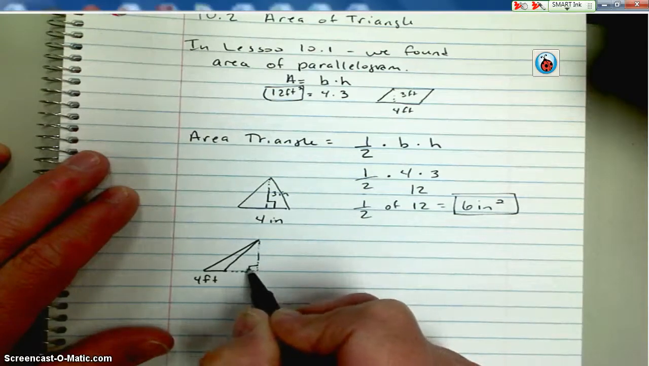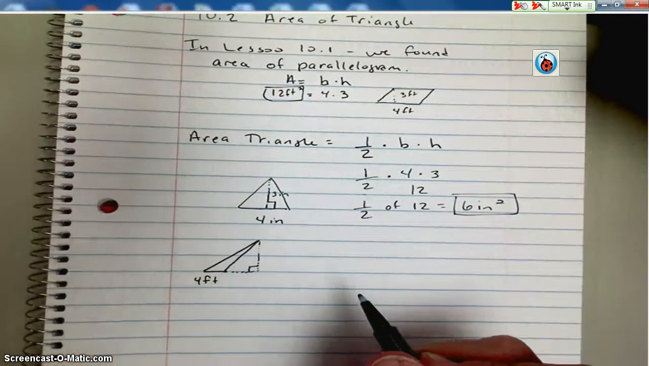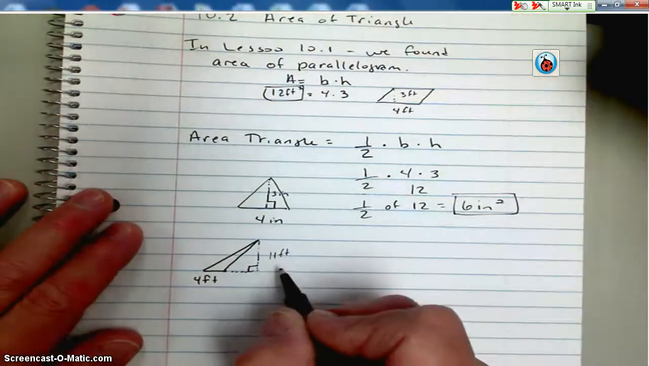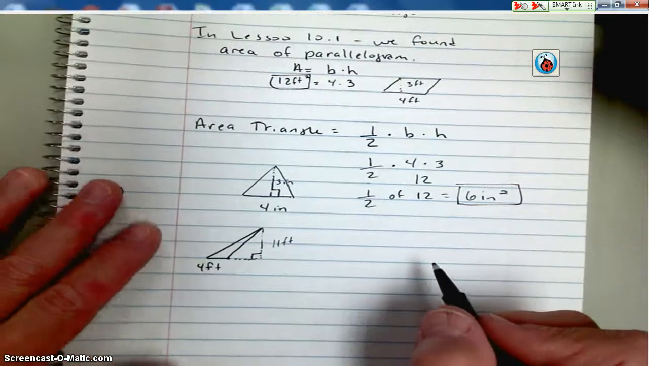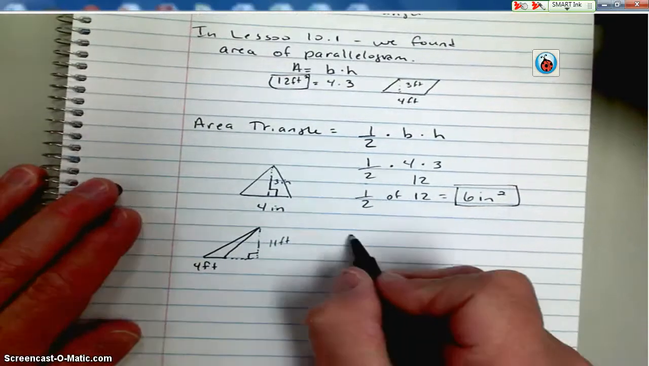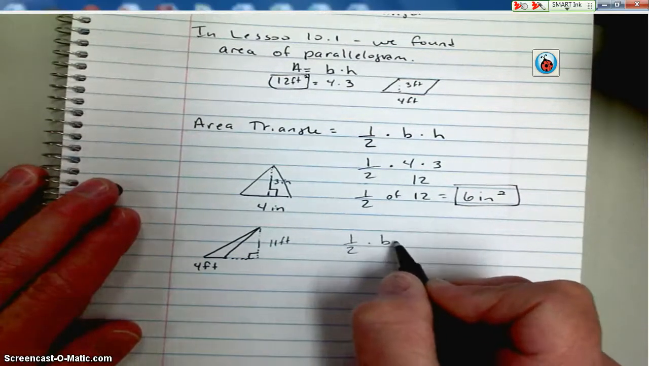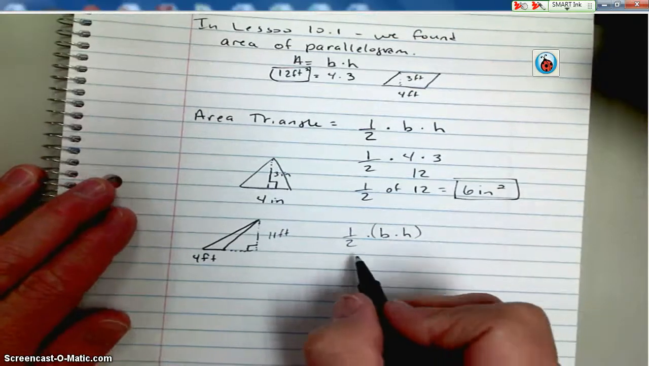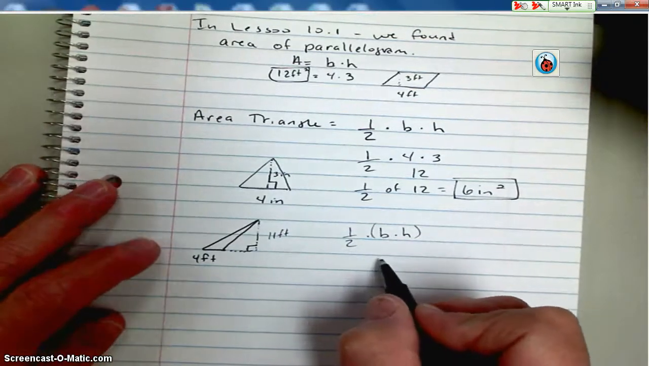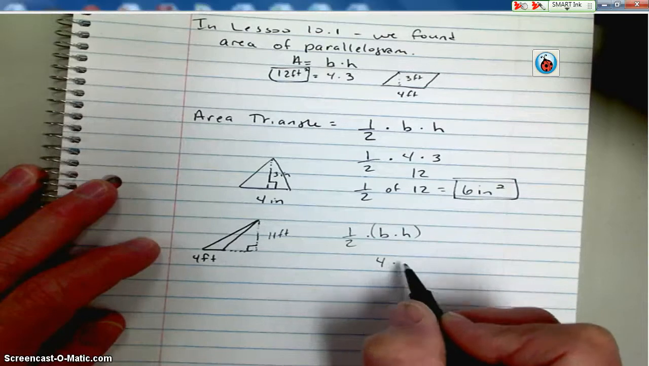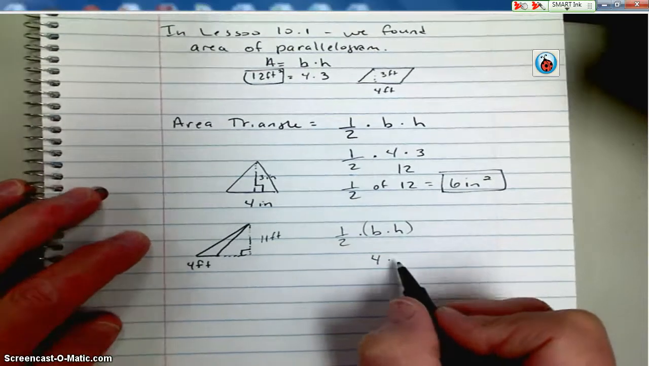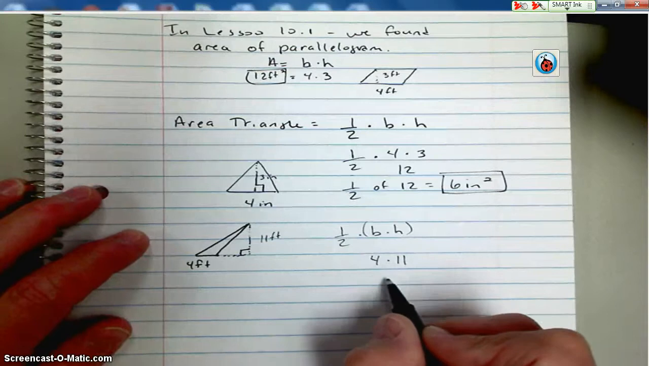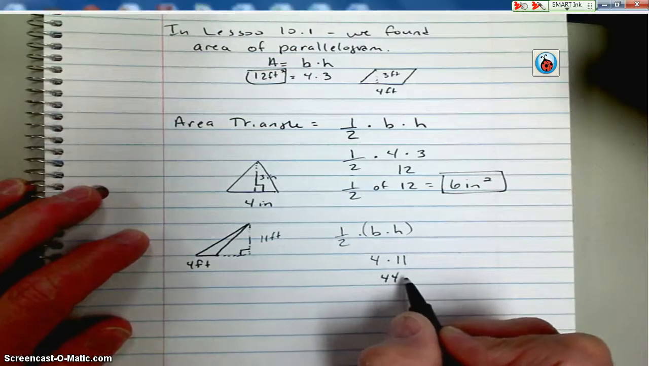We want a perpendicular distance. So our height is 11 feet in this case. So again, our formula stays the same. It is 1/2 of base times height. And sometimes you'll see it written in brackets as well. So base in this case is 4 feet times the height, which is 11 feet. So that gives us 44 feet.